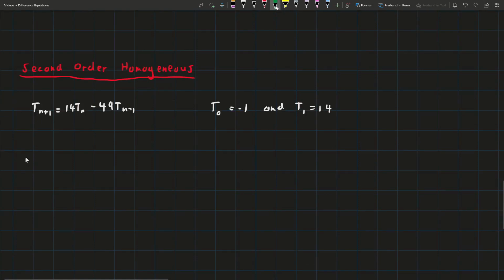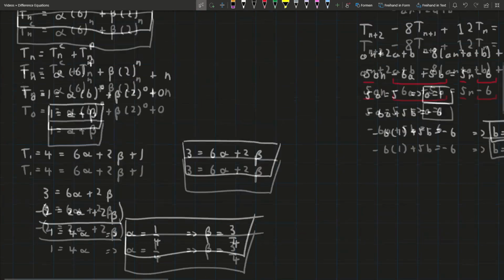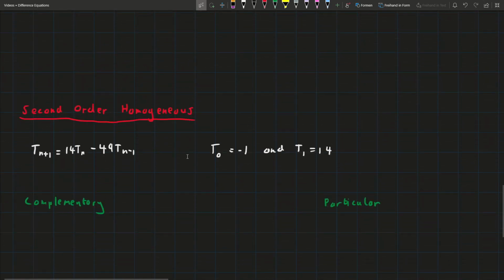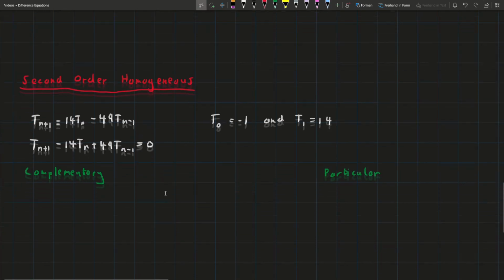So we do the same as always, complementary and particular. Now, one thing that also helps is if you get all the Tn's to one side, and then if you have the other stuff as well, the function part, put that onto a different side as well. You don't have to, but it just makes things a little easier. So I'm just going to write Tn plus 1 minus 14Tn plus 49Tn minus 1. I'm going to write that that's equal to 0. And it just makes it a bit easier.